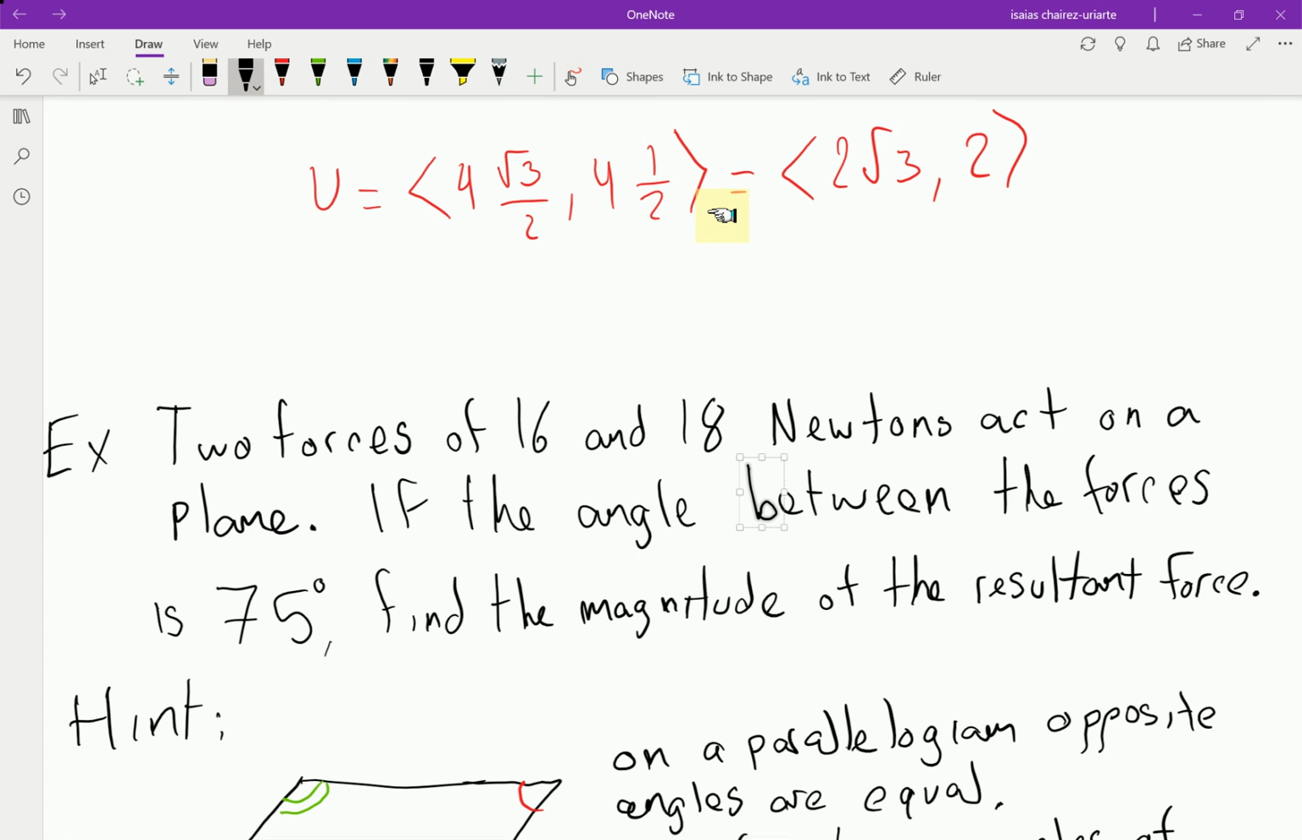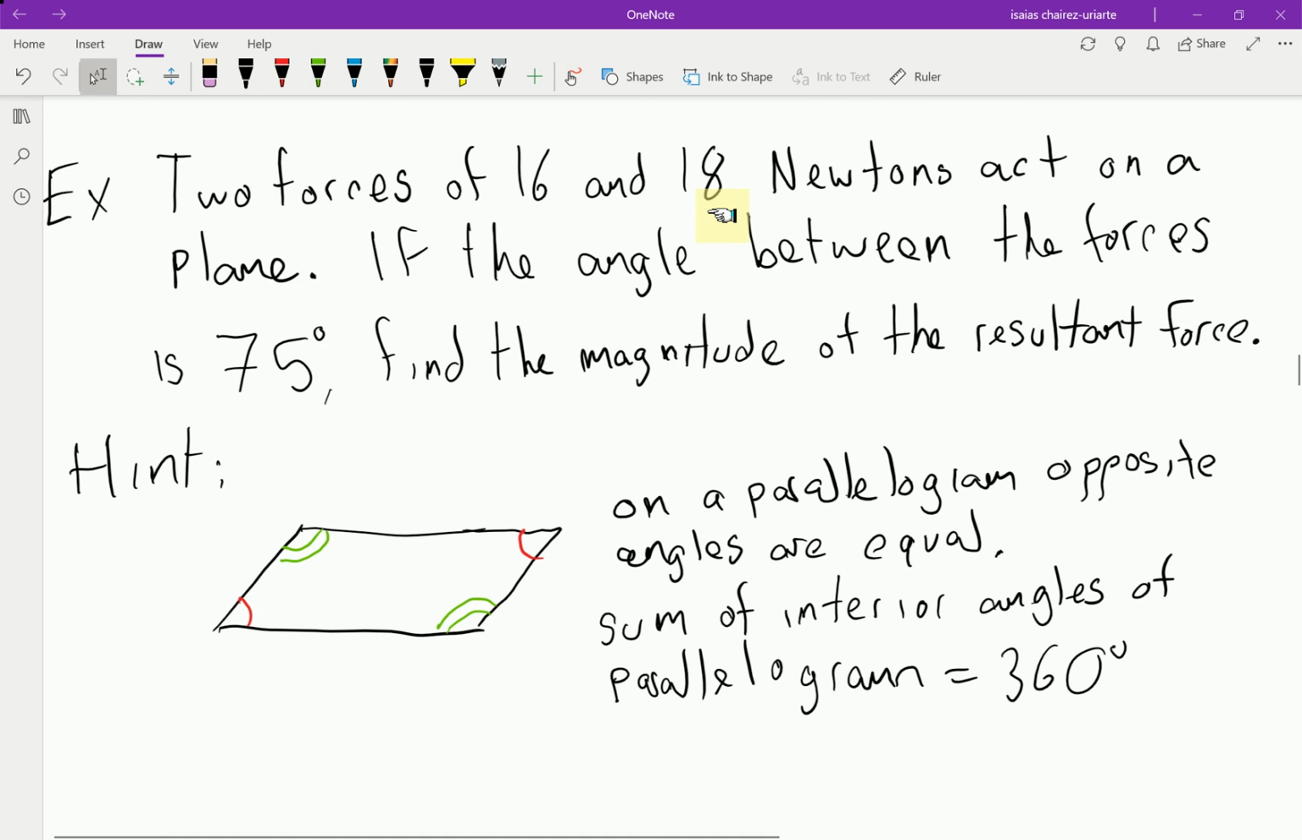Next example. So two forces of 16 and 18 newtons. I'm not gonna get into what newtons are here, but maybe down the line in a second. So right now we just gotta think about them as vectors. This is the magnitude of a vector, this is the magnitude of another vector. That's what that means. So I have two vectors, one with magnitude 16, the other one with magnitude 18.